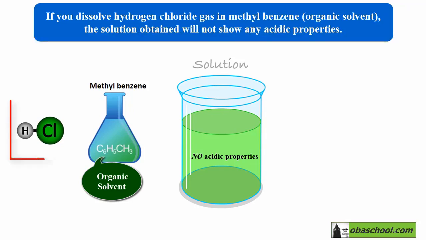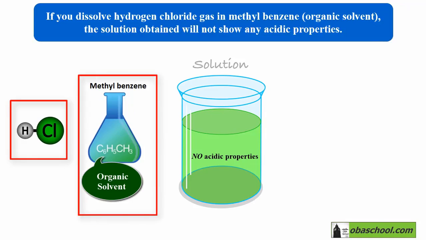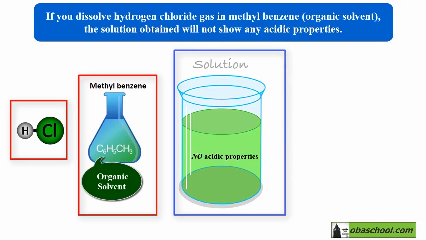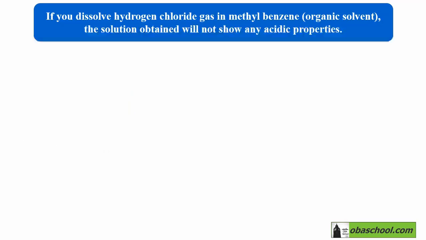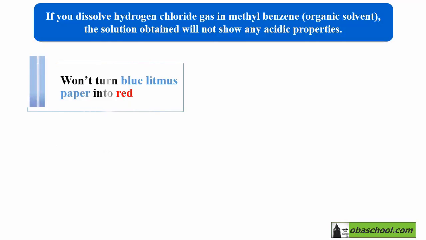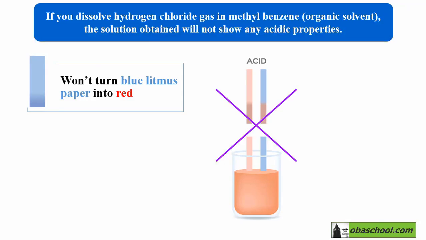However, if we dissolve hydrogen chloride gas, HCl gas, in methyl benzene, this time we are using an organic solvent, the solution obtained will not show any acidic properties. For example, the solution obtained won't turn blue litmus paper red, and this means that the solution is not acidic. So we know that a blue litmus paper will turn red if it's dipped in an acidic solution, and here, with the solution obtained, we won't observe this change in color. So the solution obtained is not acidic.